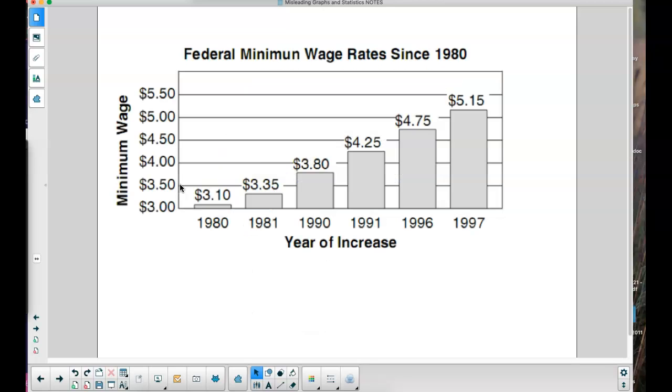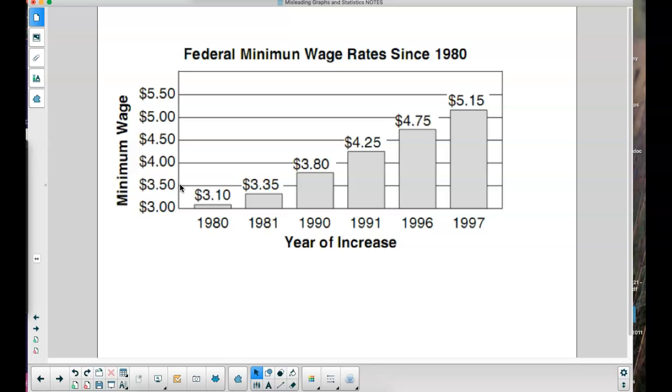Okay, how about this one? What's wrong with this graph? This one shows the federal minimum wage rates since 1980. In 1980, minimum wage was $3.10. That's what you made an hour. In 1997, it was $5.15. Somebody online said it doesn't start at 0. Do you see that? It starts at $3.